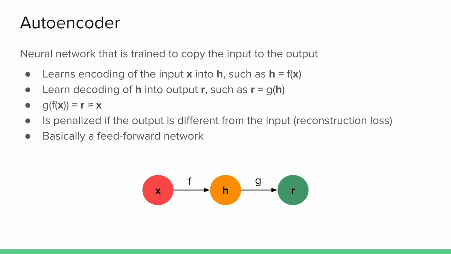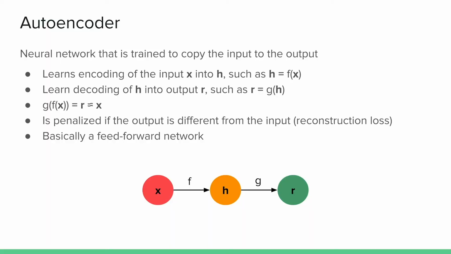And the way we do this is we build a network and we use appropriate building blocks for this, and we penalize the network whenever it produces something that does not look like the input. So we would call that a reconstruction loss, and it's basically a feed-forward network. So we go from X to H and then back to R, and then we compute what has gone wrong here. When you think about it, we take X, we compute something, and then go back to the same thing.